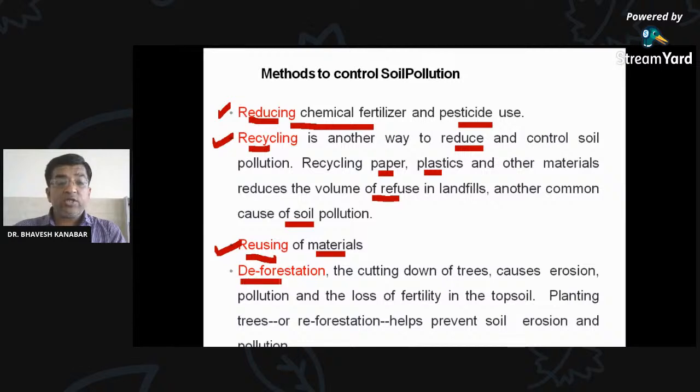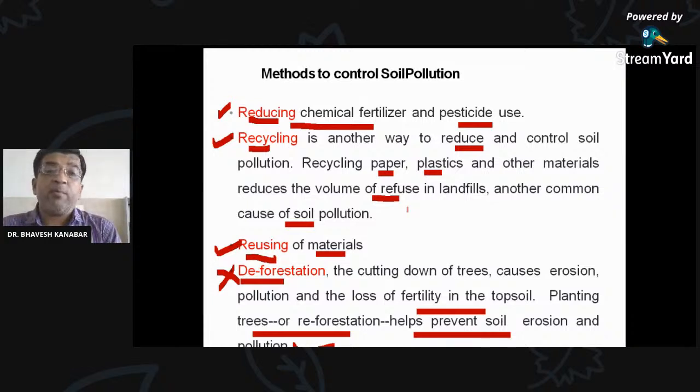Then prevent deforestation. We don't have to deforest. The cutting down of trees causes erosion, pollution and loss of fertility of the top part of the soil. So planting more and more trees as well as reforestation help to prevent soil erosion and pollution. Nowadays much awareness is generated in planting trees.